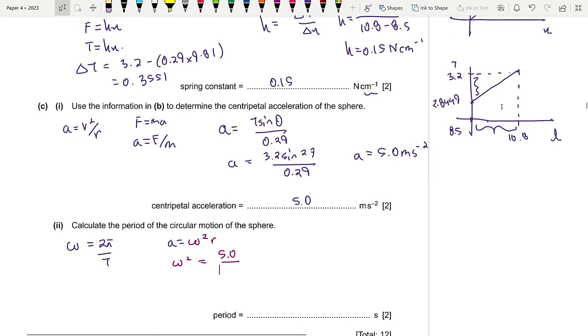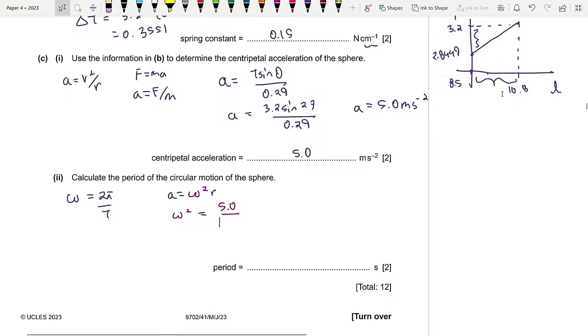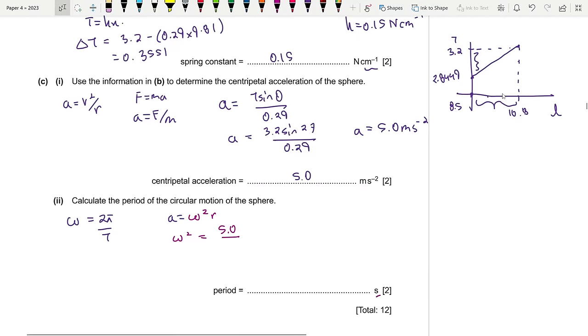How much was r? 4.9 centimeters. Okay? But since this is in seconds, we need to convert this to meters, 0.049 meter. So omega is equal to root over 5.0 divided by 0.049.